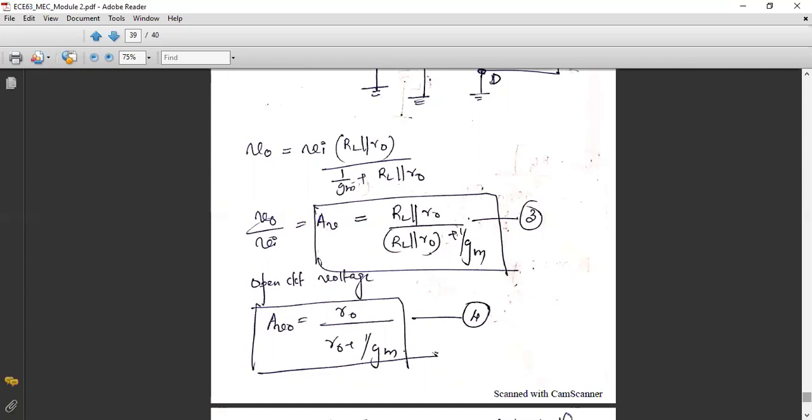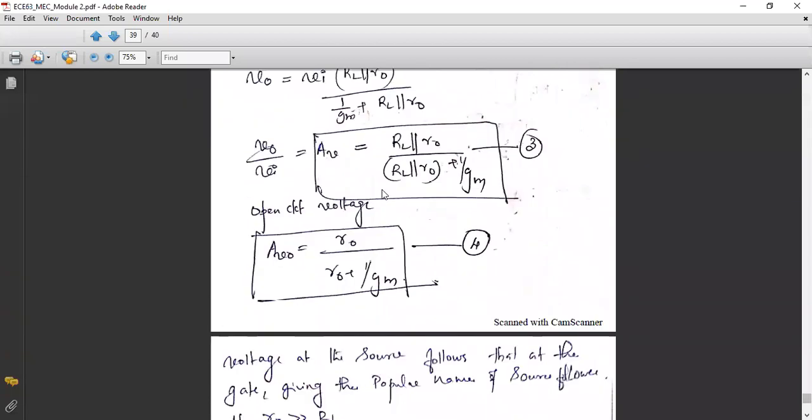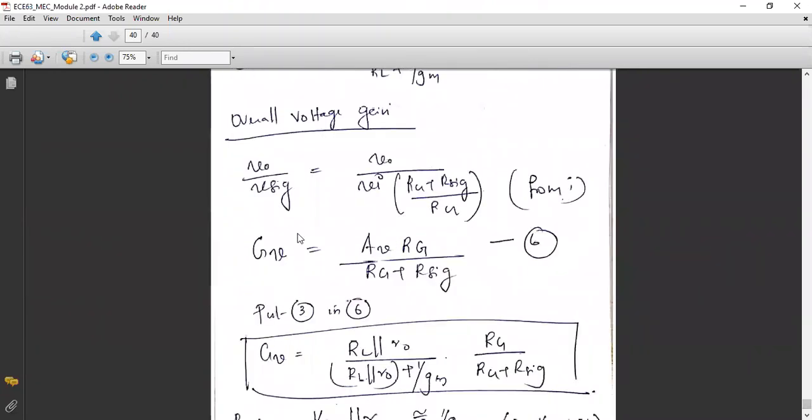So as of now we have done three parameters. One is Rin, which is directly observed from the circuit, that is Rg. I have already written the results in boxes. Those are the parameters you need to derive in each and every derivation. The second one is Av and the third one is Av0. Now you will go for the last one, that is Gv. Gv is nothing but the overall voltage gain. Overall voltage gain means the ratio between V0 and Vsig. Instead of the ratio between V0 and Vi, now you focus on the ratio between V0 and Vsig.